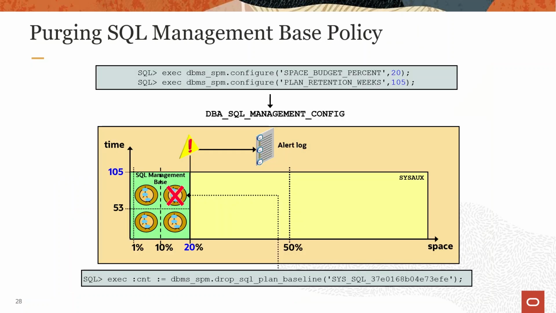Now, you can control your SQL plan management base via policies. You can control, for instance, how much space of the SYSAUX tablespace can be used for the capturing of execution plans. You can set it to 20%. The maximum is 50%. Also, execution plans that have not been used in, let's say, the past 105 weeks will be automatically purged from the SQL plan management base.